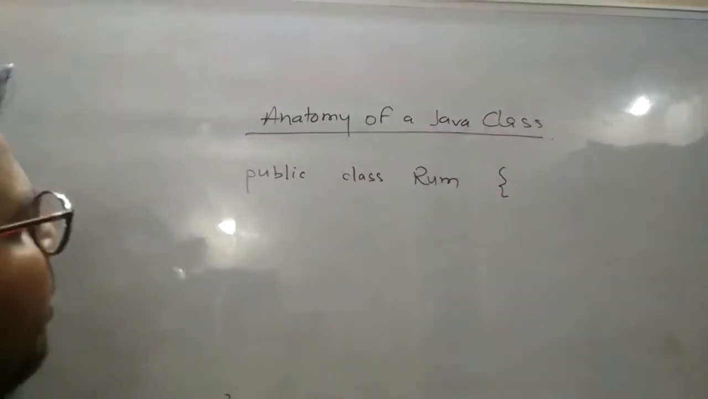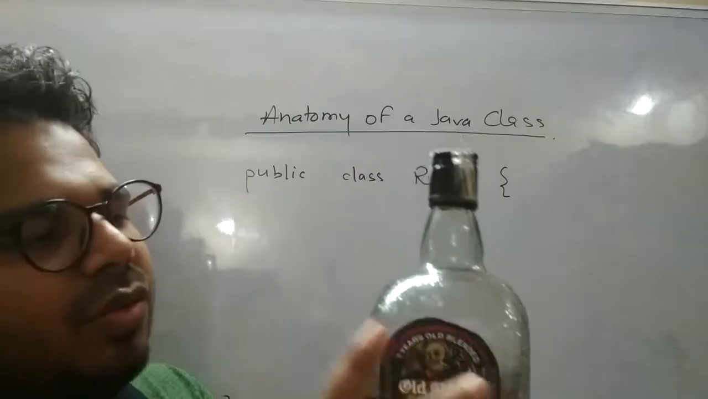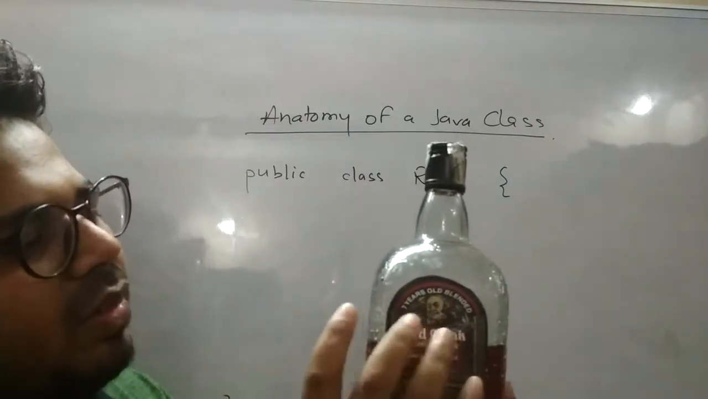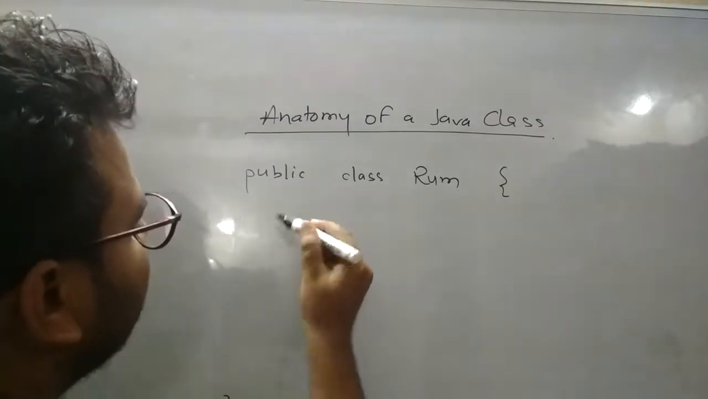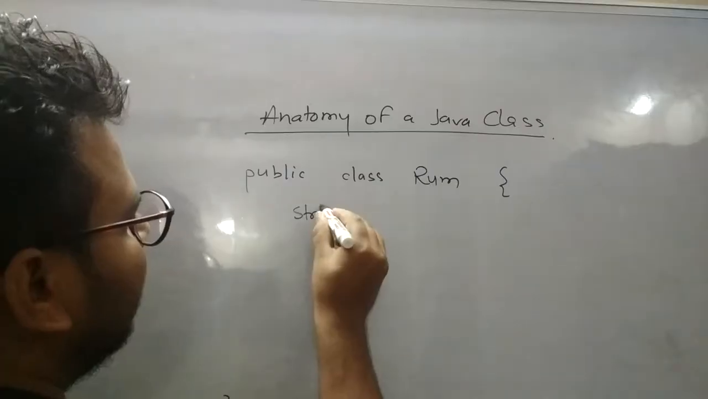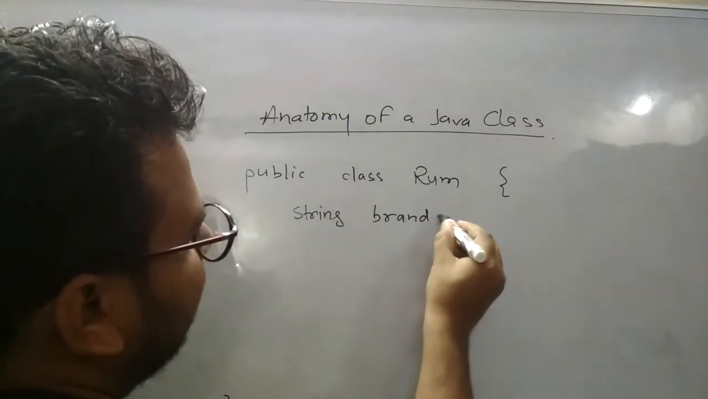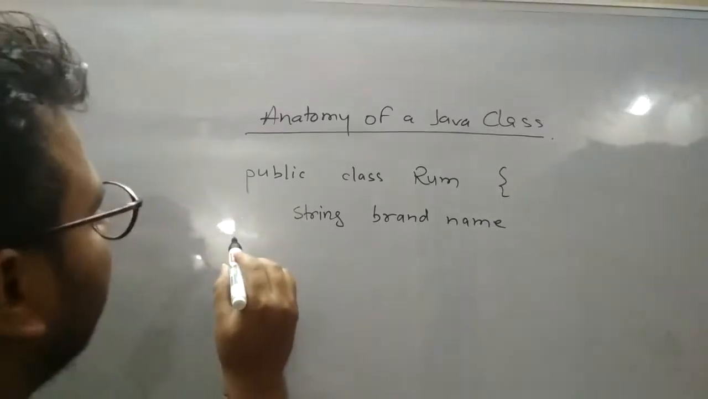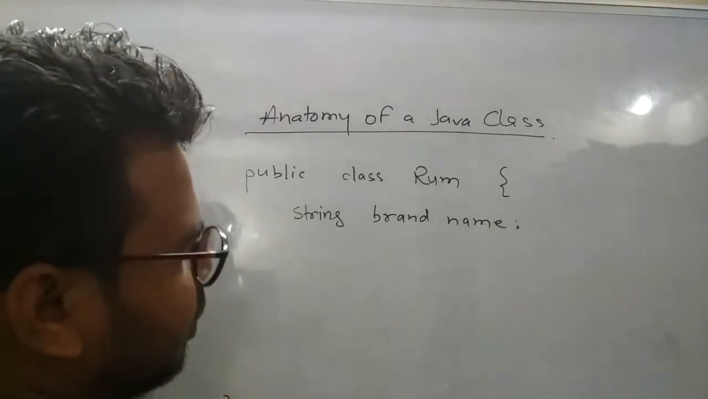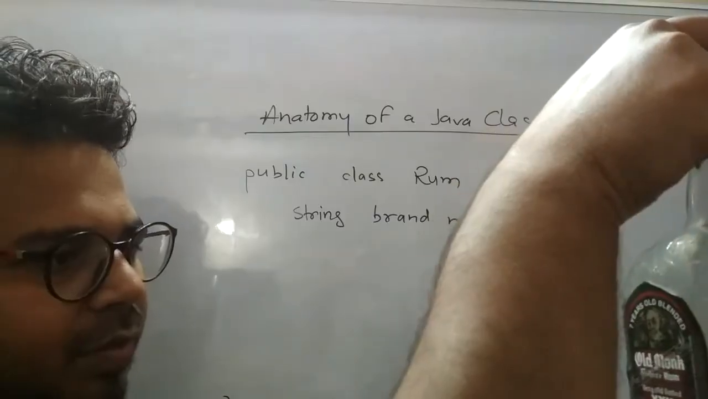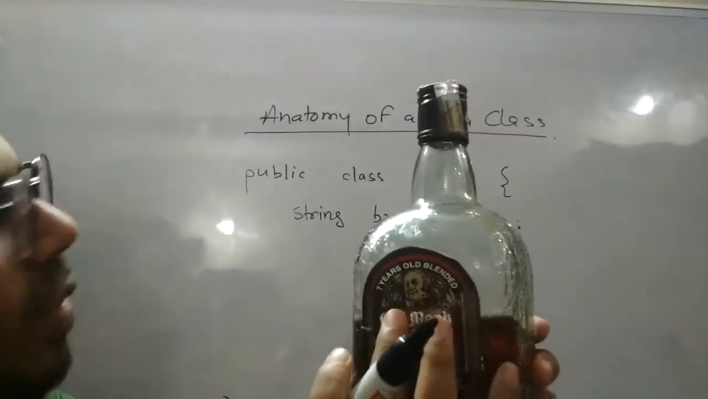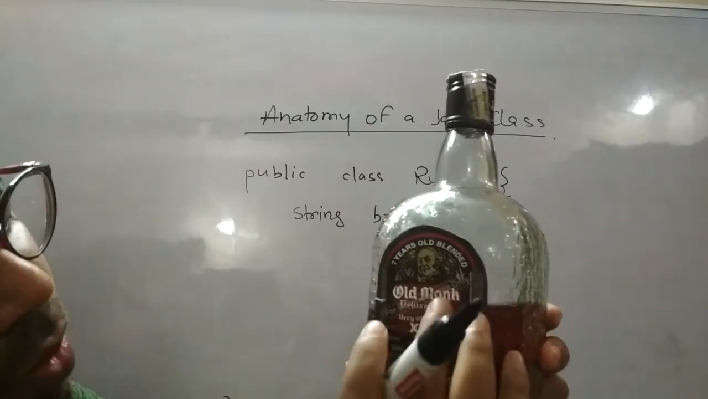So let's think of the instance variables. Instance variables are the fields that represent the state of the object. So what is the state of this object? Suppose we have the brand name. Brand name is always a string, that is Old Monk, so we write String brandName. Here we have the brand Old Monk.